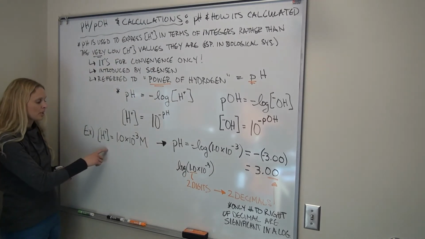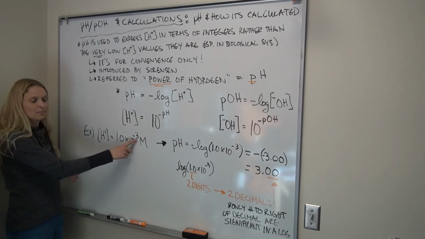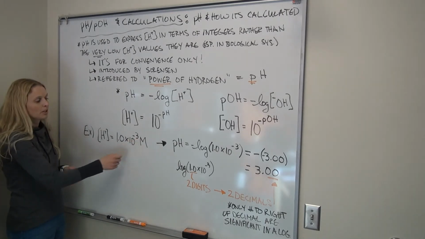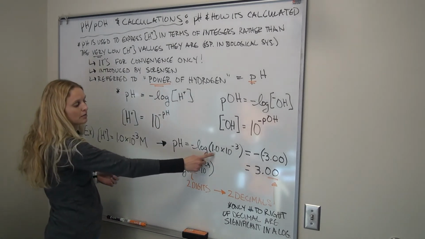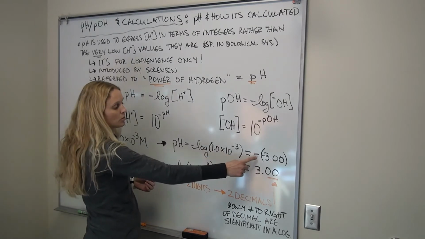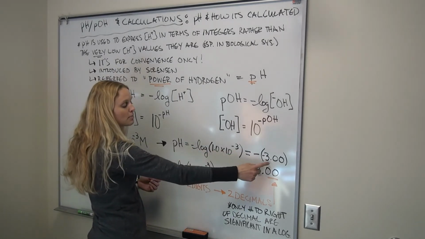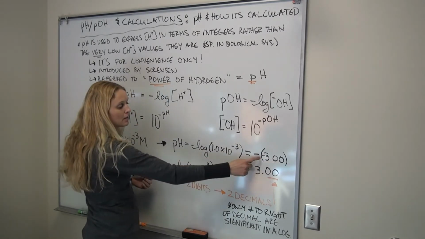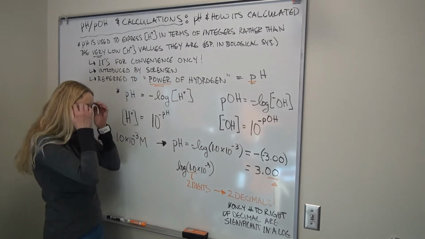Okay, so just an example here: H plus concentration is 1.0 times 10 to the minus third molarity. Calculate the pH. So pH is equal to the negative log of 1.0 times 10 to the minus third, which is equal to negative, from the negative there, the log of 1 times 10 to the minus third is minus 3. And the negatives negate and give us 3.00 for a pH.